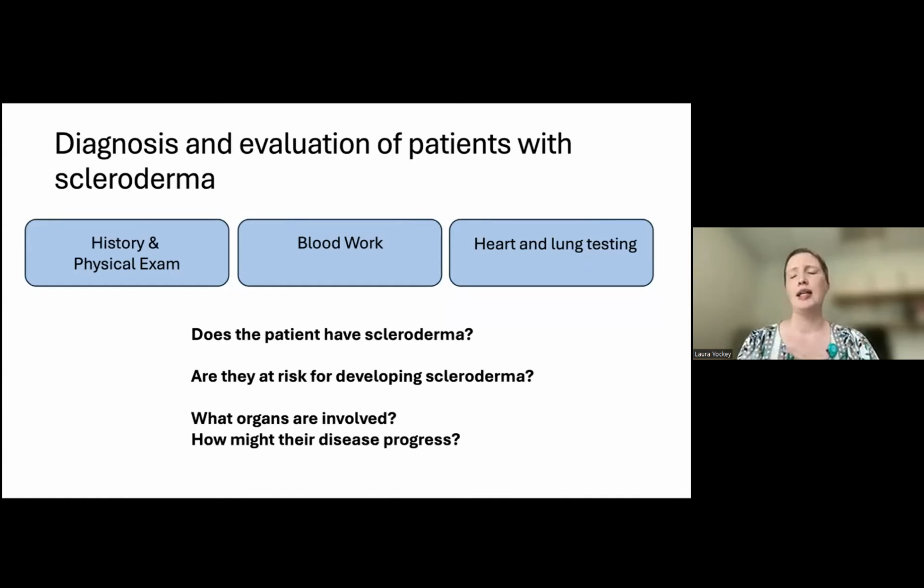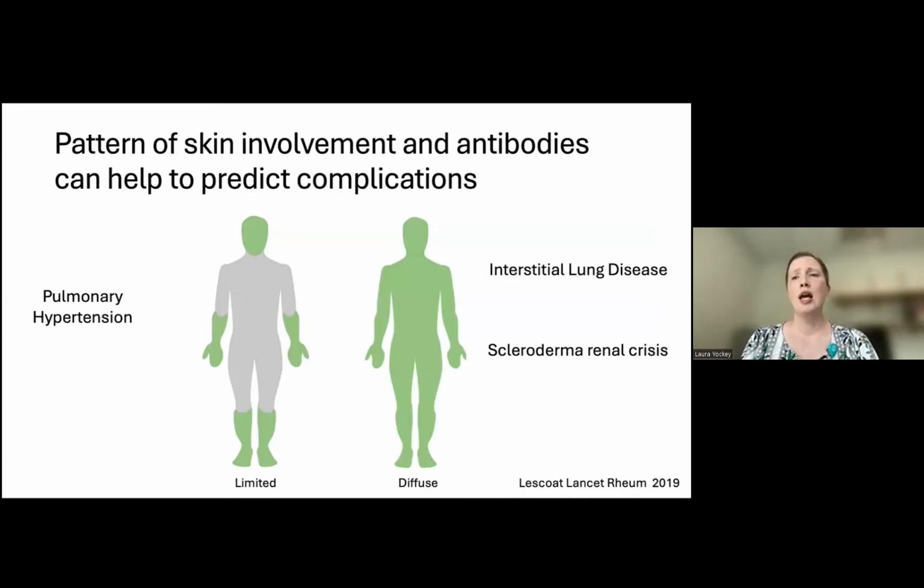And again, I think it's important to know which organs are involved to tailor our treatments. There are a few parts of our evaluation that can help predict, since there are so many organs that can be involved with scleroderma, what organs are involved and what sort of complications patients might have. For example, distinguishing limited versus diffuse disease helps predict which organs might be involved.